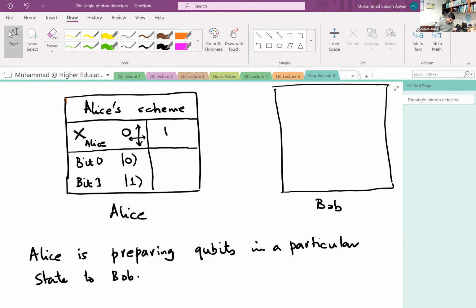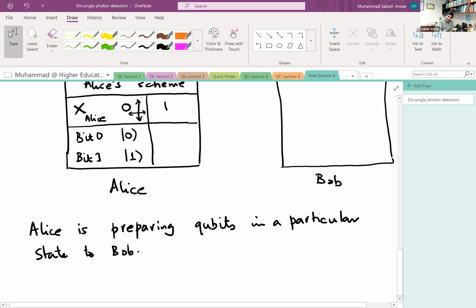However, if Alice's input, which is a random number generator, comes up with the value 1, she chooses another basis, and that is the diagonal basis. If she would like to send a bit 0, she would prepare a photon in the state 45 degrees. And if the bit is 1, she would like to send a photon in the state 135 degrees.